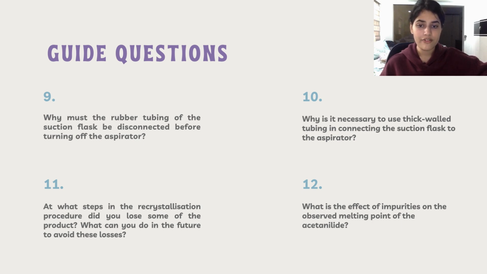As for number 12, what is the effect of impurities on the observed melting point of acetanilide? Impurities typically lower the melting point of acetanilide. This phenomenon is known as melting point depression. When impurities are present, they disrupt the regular crystalline structure of the acetanilide molecules.